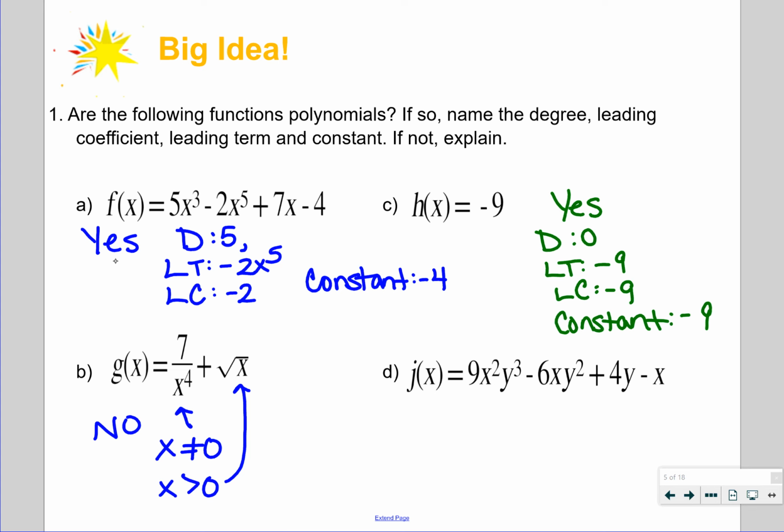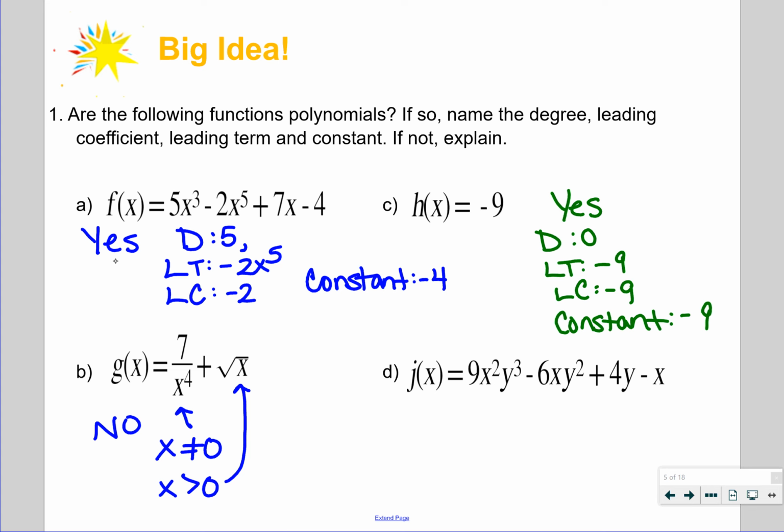Part B is a no. Either of those reasons would make the whole thing not a polynomial, but you've got a variable in the denominator, so domain restriction of 0. You have a square root, so you can't have negatives in your domain. A square root, by the way, is also a fraction exponent. Square root of x is the 1/2 power, if you remember that from algebra 2. So again, that's not an integer exponent, so it would be another issue with our definition there.